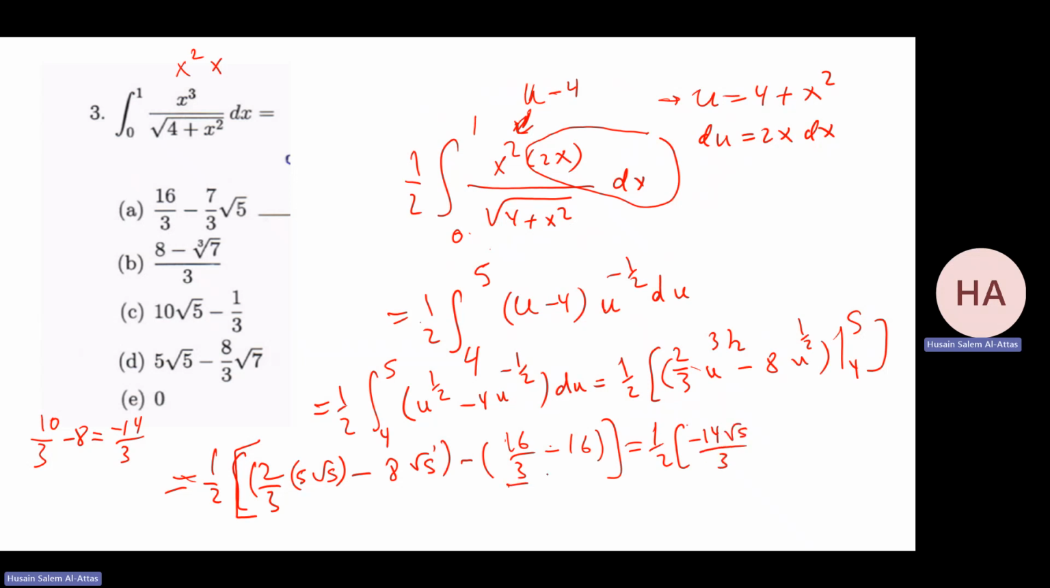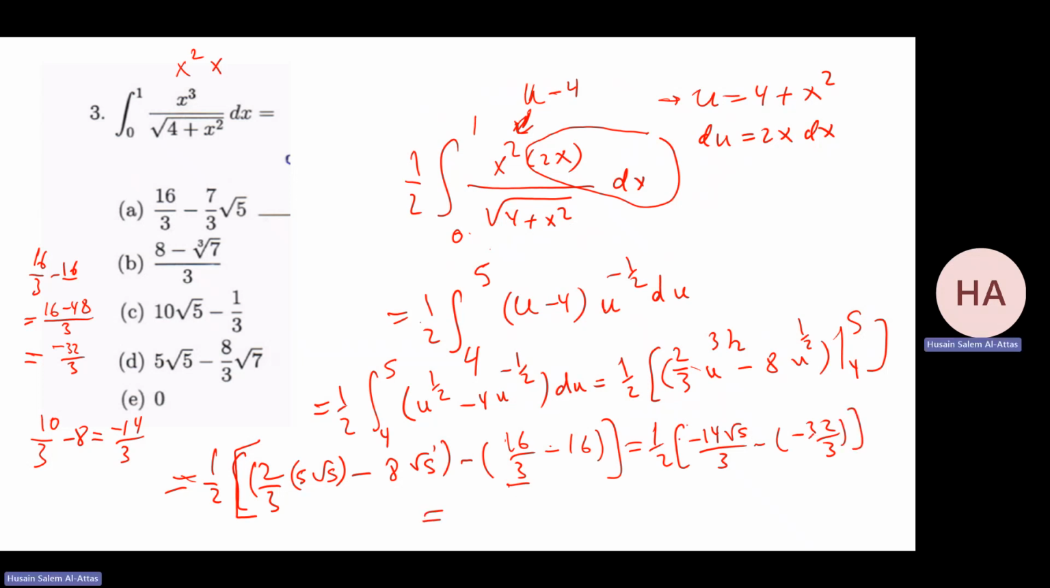And then I have 16 over 3 minus 16. That's 16 over 3 minus 16. That will be what? Minus 2 times 16. It will be 16 minus 48 over 3. And that is what? Minus 32 over 3.